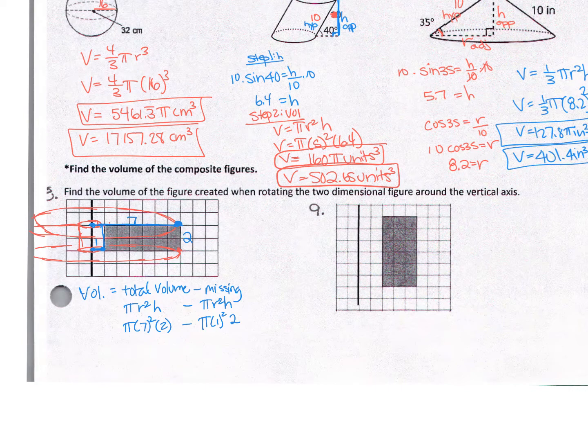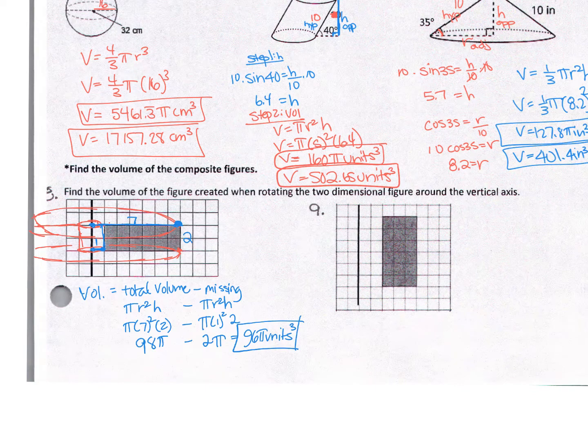That would be 49 times 2, or 98 pi centimeters cubed for that entire volume if it was solid, minus, this would be 1 squared, or 1 times 2, or 2 pi units cubed of the empty missing space. So the part that's actually solid would be 96 pi units cubed.